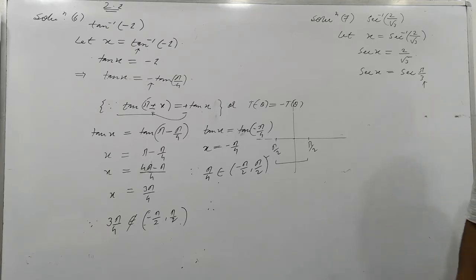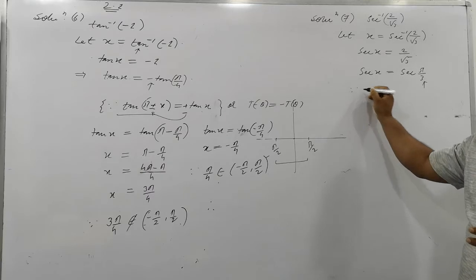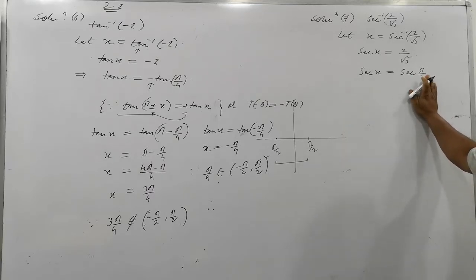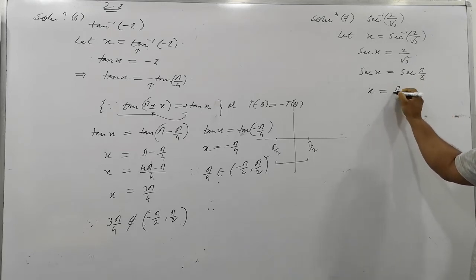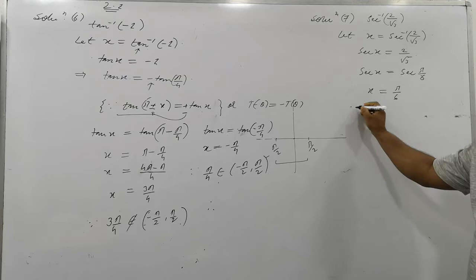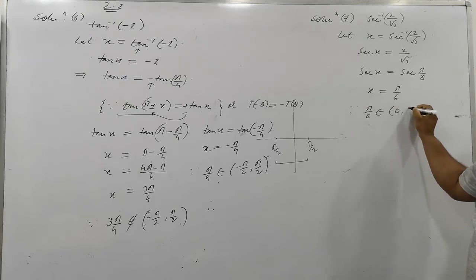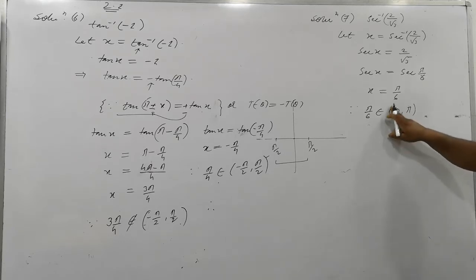Yes, this is that here. 0 to pi, but excepting pi by 2. So you will write here pi by 6. 30, pi by 6. Okay. So therefore x is equal to pi by 6. So we'll write here, since pi by 6 belongs to the principal range, tell please, 0 to pi, right? So is it an open or closed interval? Closed interval, right?